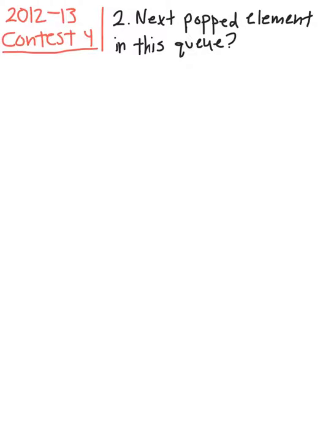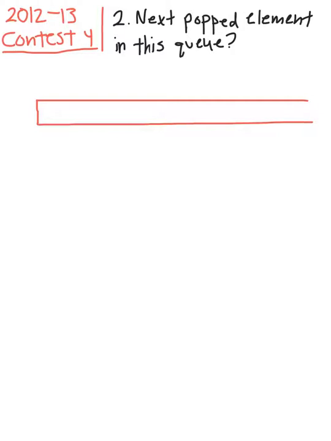In this problem, we're supposed to find out what the next popped element would be in the following queue. I'm not going to write out all the operations because there are too many, so I'll assume that you have it pulled up as well. First I'm going to draw my queue like this, where this is the head, and this is the tail.